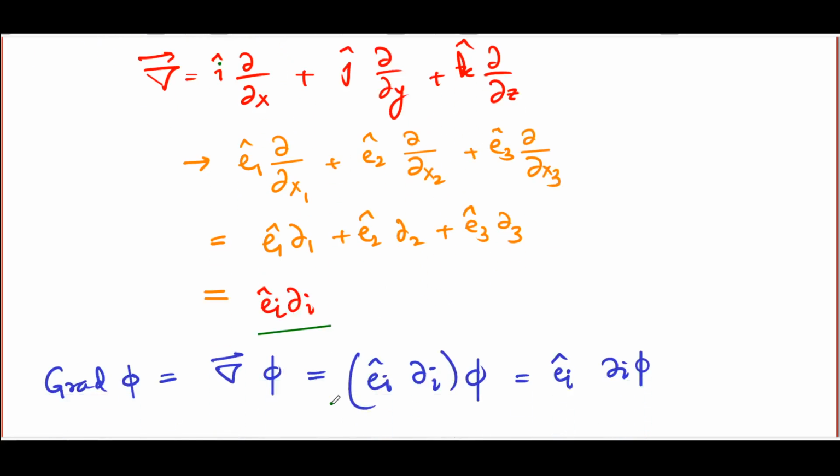So the gradient of phi, grad phi, is simply ei del i acting on phi, and that is ei del i phi. Of course, this tells you that the coefficient of the ith basis vector, the ith component of this, is del/del xi of phi, which is something you already knew.